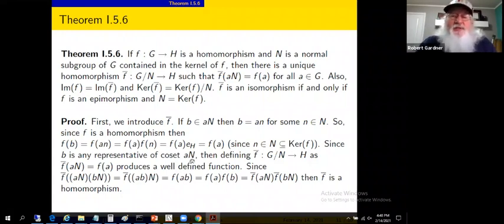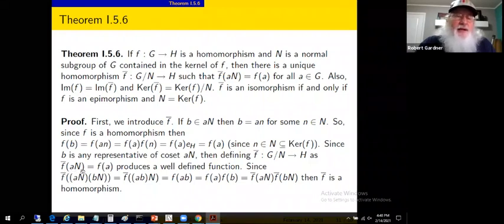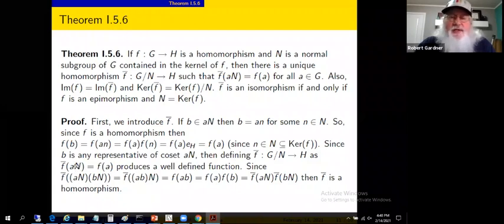So B is any representative of the coset, the left coset AN. So if we define F bar mapping cosets, mapping the quotient group, the elements of which are cosets of N, mapping cosets to H, define F bar of AN equals F of A. This is well defined. So a coset AN might also be represented by BN. We could have AN equals BN, if A and B are congruent, mod N, that could happen.